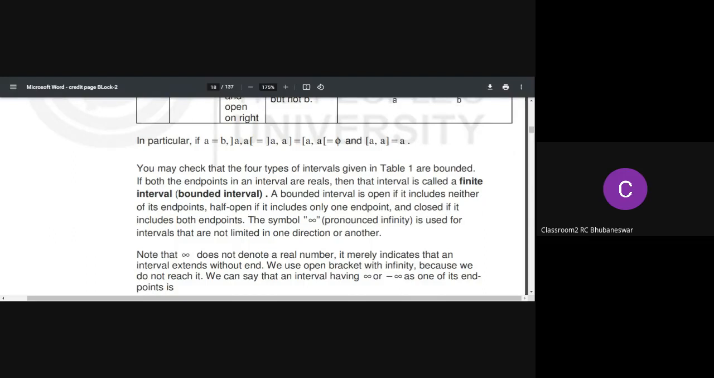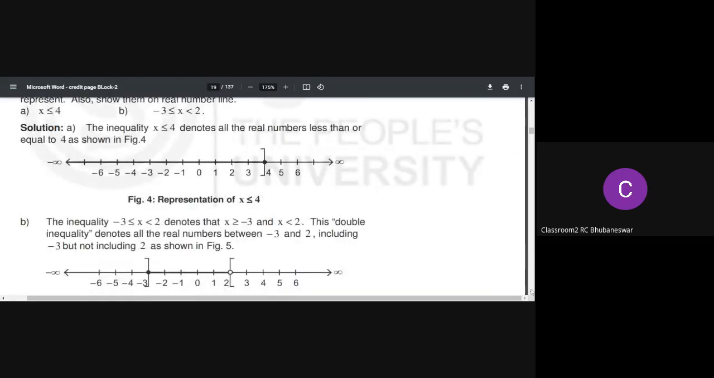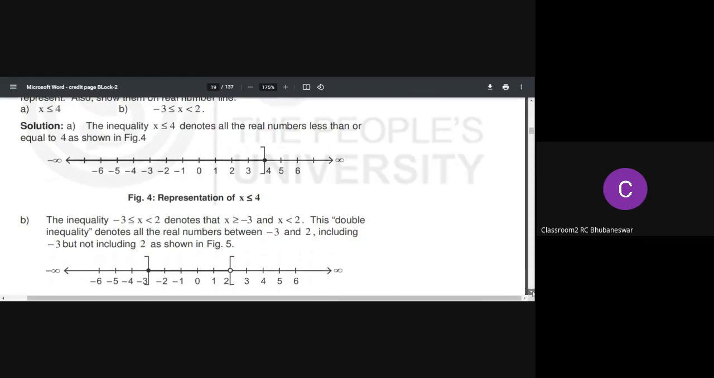Now we have finite interval and bounded interval. If both the endpoints in an interval are real, then that interval is called a finite interval or bounded interval. Because now we are focusing to discuss the intervals which contain the symbol infinity. Whenever an interval contains the symbol infinity, these are always semi-open or semi-closed intervals.